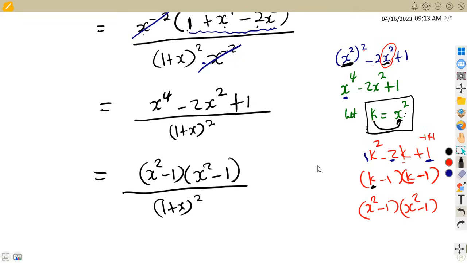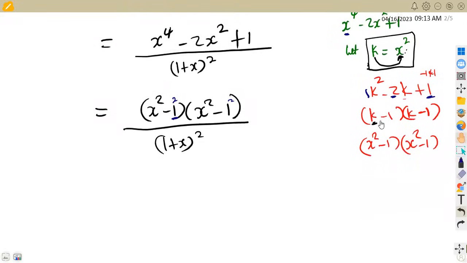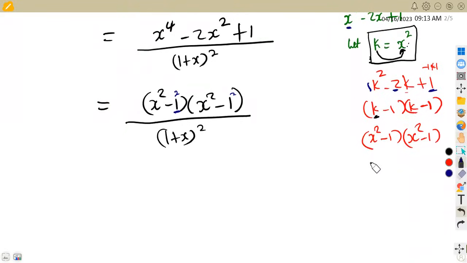This is a difference of two squares because 1 is a perfect square, which can be written as 1 squared. So we can factorize this. Remember from our difference of two squares concept, this is going to be x minus 1 in one bracket, and the other bracket is going to be x plus 1.